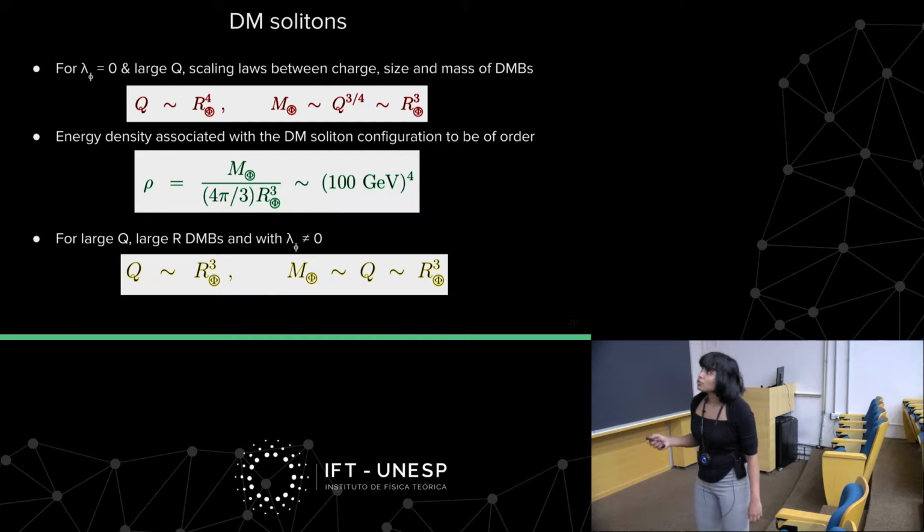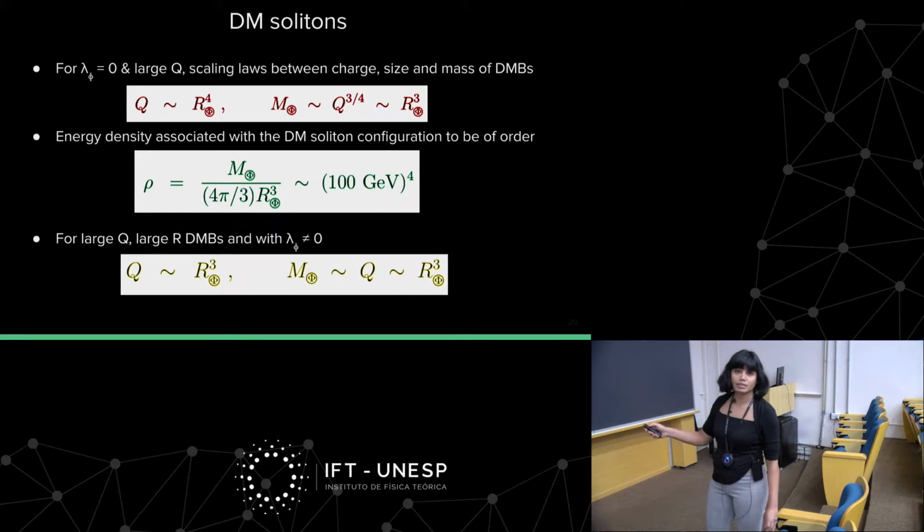So when you have large Q, like Q of the order of 100 or so, and if you turn off the phi self interaction, then you have these scaling laws. So the dark matter ball charge scales as R to the 4. The mass scales as R Q. And then using this, we can actually estimate.